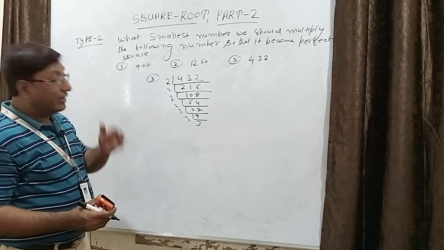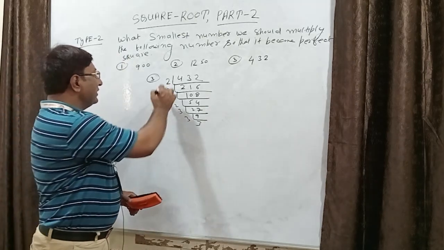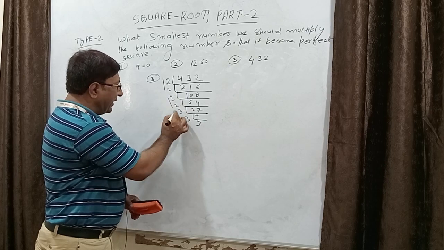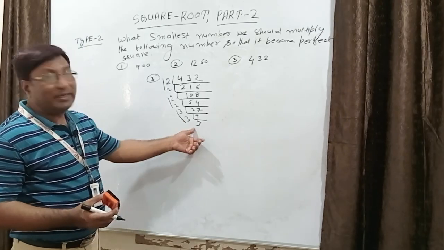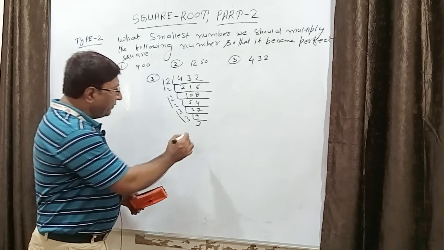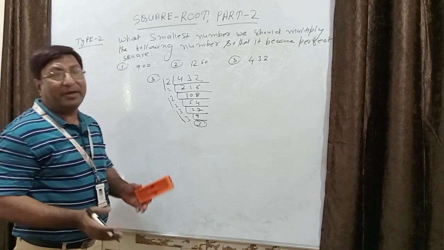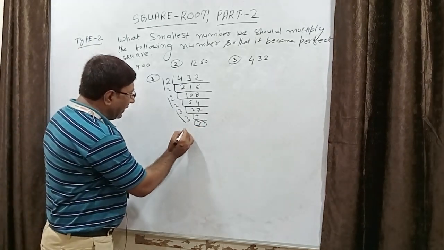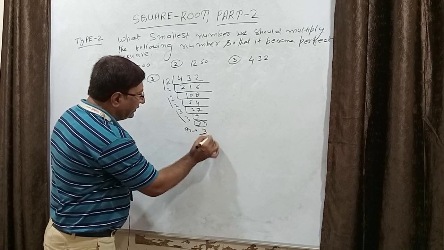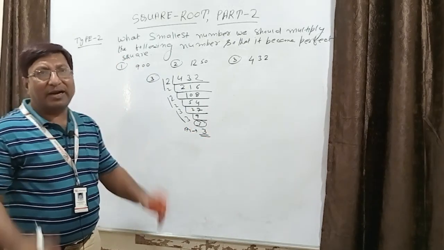This is the factorization. Now check pairs. This is the first pair, second pair, third pair. Again this 3 has no pair. So the number which has no pair is our correct answer. So here our answer is 3. 3 is our correct answer.